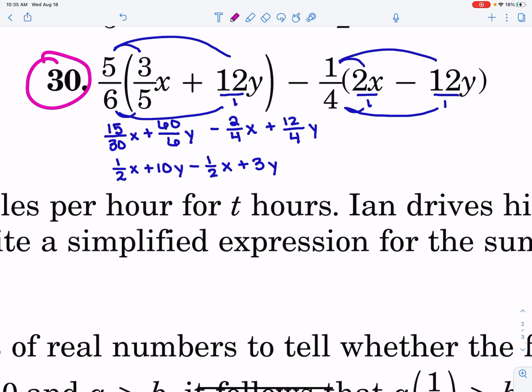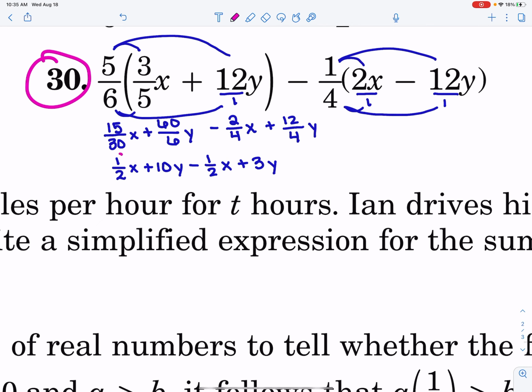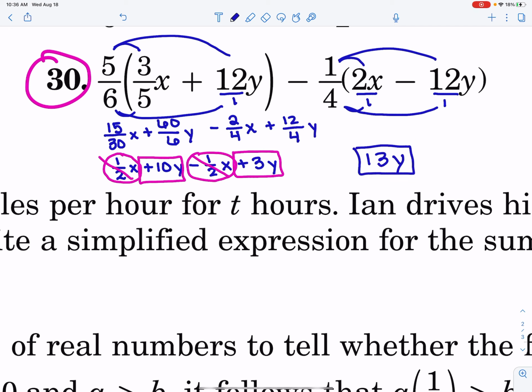Okay, now combining like terms. Once we've done distribution, now we've got to combine like terms. So all of our x's, I'm going to circle, including the sign before it. All the y's, I'm going to box. And then I'm going to combine those values alphabetically. So 1/2 x and negative 1/2 x cancel out. Then I have positive 10y and positive 3y, which gives me 13y is my simplified value.